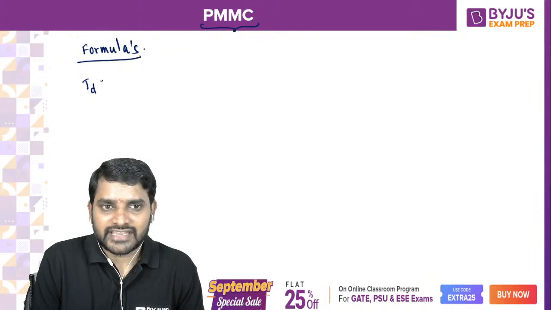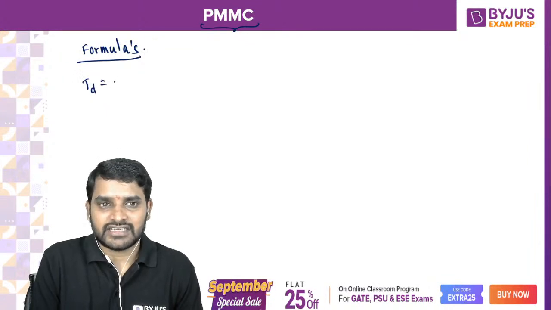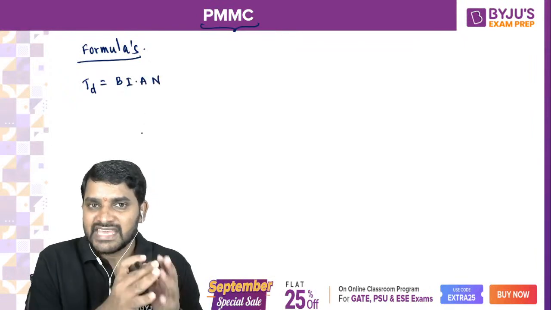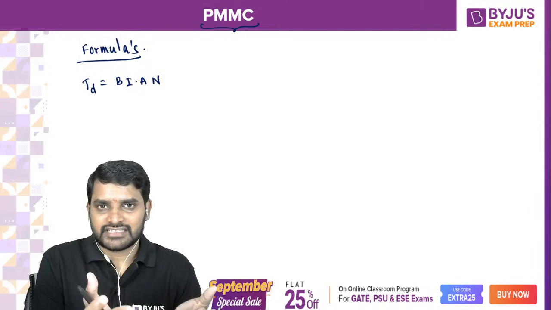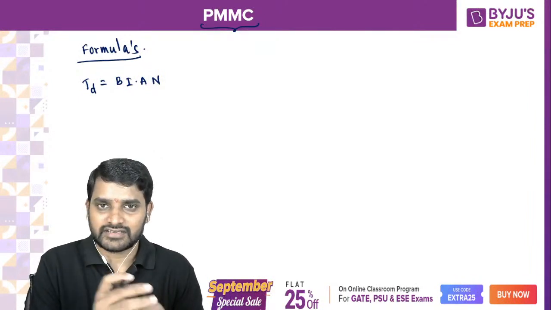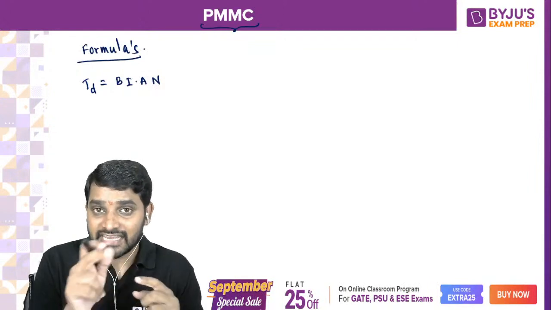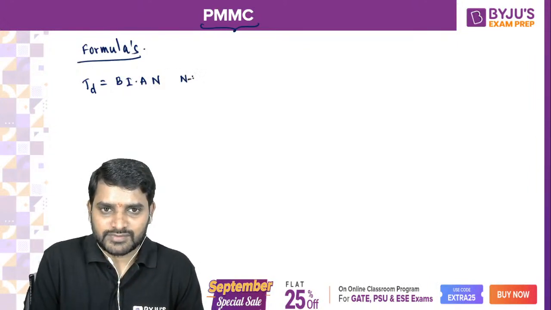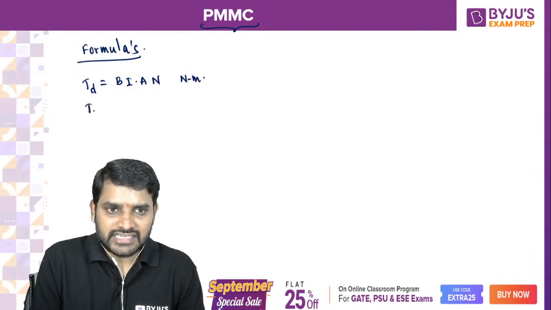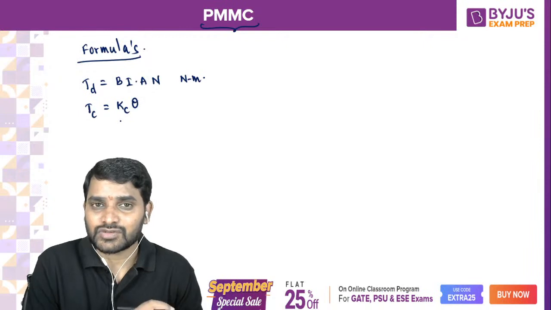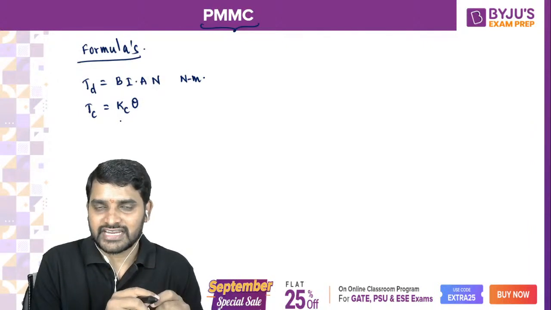The first formula is deflection torque. Deflection torque will be B into I into A into N. B is the flux density in Tesla or Webers per meter square, I is the current flowing through the coil, A is the area of cross section of the coil, and N is the number of turns. This is in Newton meters. And Tc, if it is spring control, you can simply take it as Kc into theta. Kc is the spring constant.